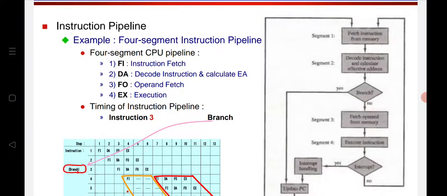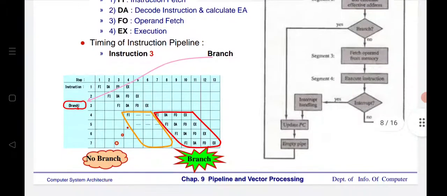Let us take one small example over here. I am taking a 4 segment instruction pipeline. In this I am dividing my instruction cycle into 4 parts. First is FI, which is instruction fetch. DA is decode the instruction and calculate the effective address. FO is operand fetching. EX is execution. So the timing of the instruction pipeline: 3 instructions, with a branch.